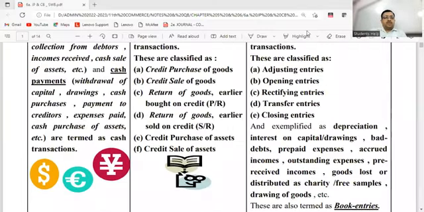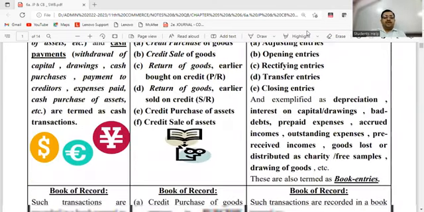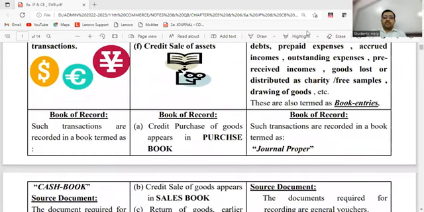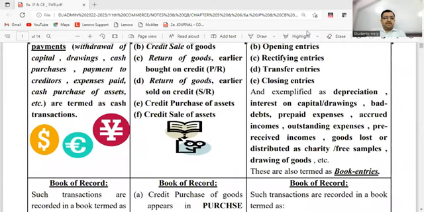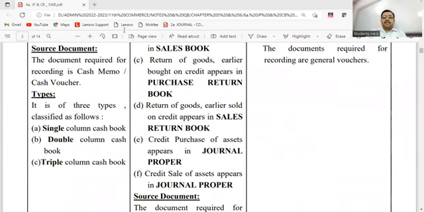So people understood this. What is a cash transaction, children? And where would it be recorded? Cash book. Chaliye. Moving ahead, children. So the question arises: to record a transaction in the cash book, which document do you basically need?